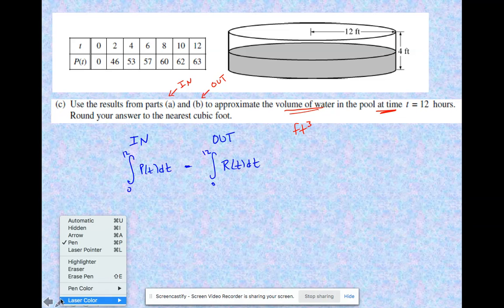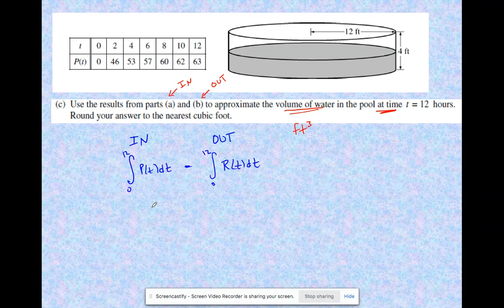Well, let's see. This was 660, right? And this was 225.9594 cubic feet. So all I'd have to do is subtract those, right? Now that will get you partial credit, maybe. Also, don't forget it says round. This annoys me. Round your answer to the nearest cubic foot.